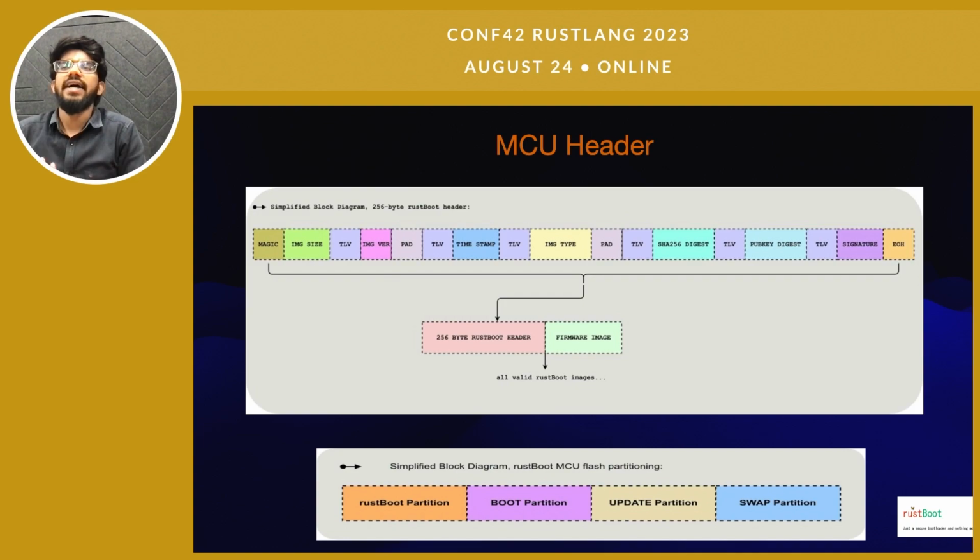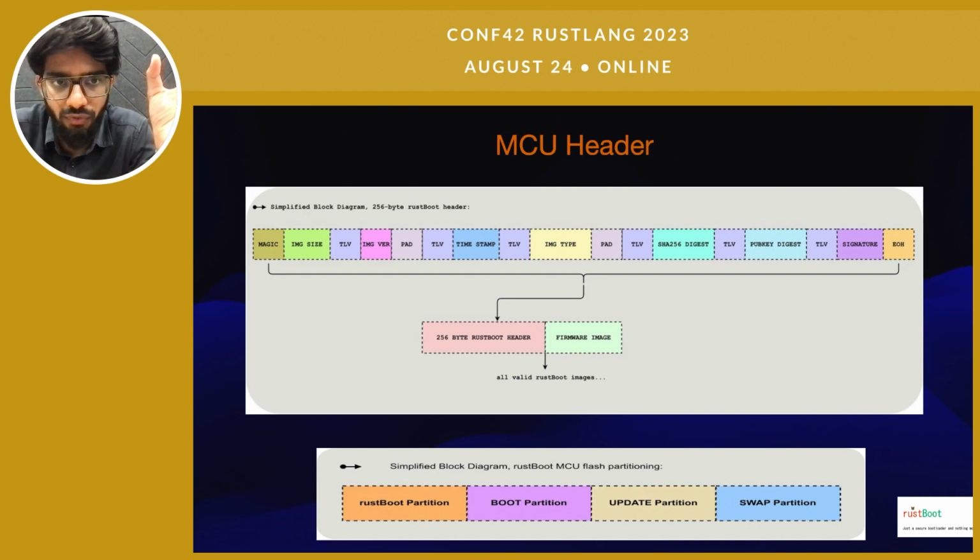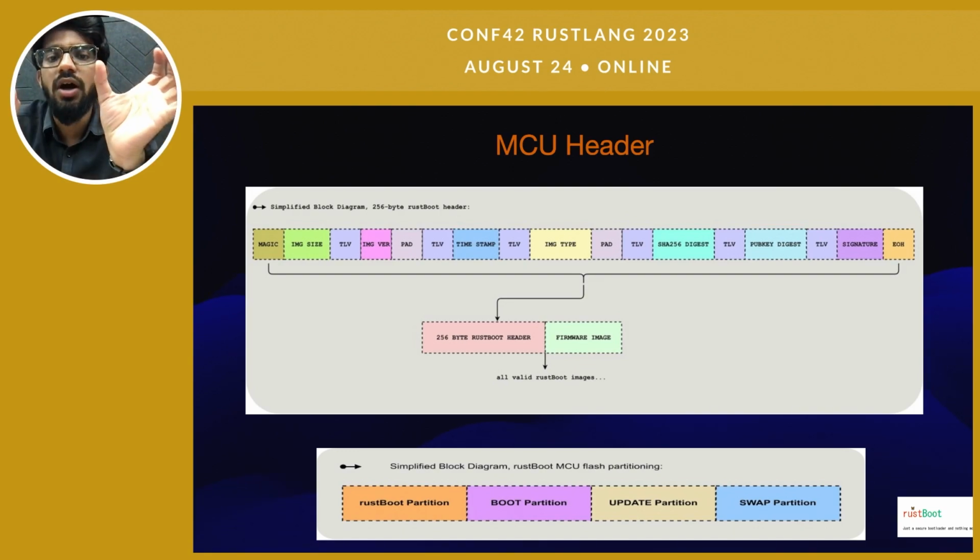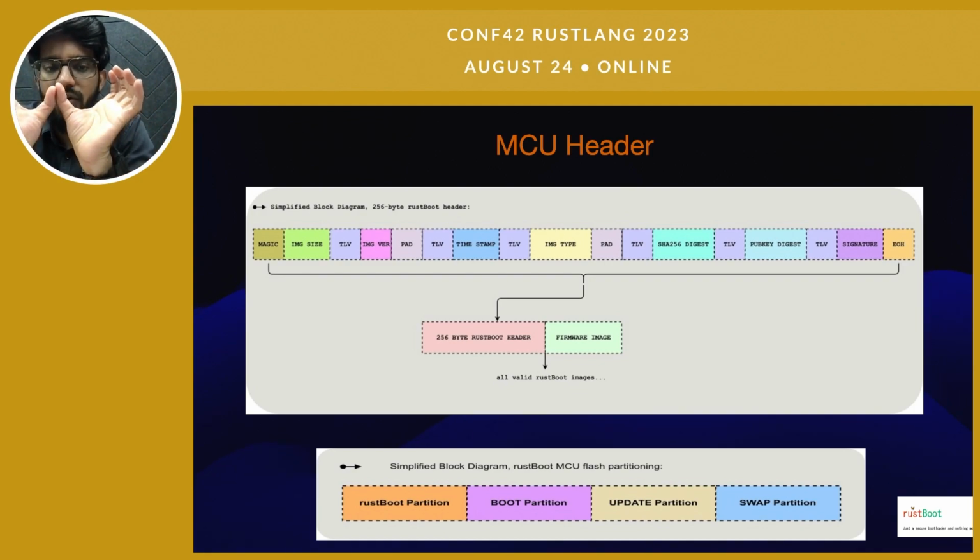So basically, what is signing? What exactly does signing mean? You're gonna have the firmware here, and you're gonna put a 256 byte header over it. So how do you do it? You have your image. So this is your 256 byte header. What you're gonna do is attach it to your firmware. So you have your firmware, you're gonna attach a 256 byte header, which will make a signed firmware.